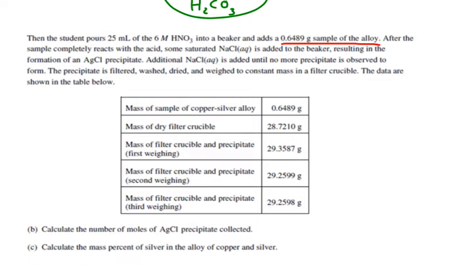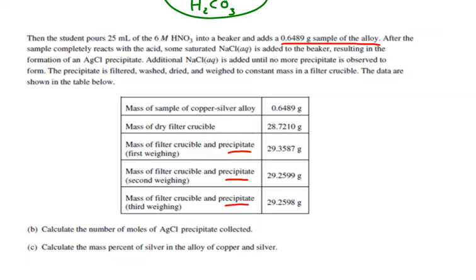0.6489 gram sample of the alloy. After the sample completely reacts with the acid, some saturated NaCl is added to the beaker, resulting in the formation of the AgCl precipitate. So these are all the precipitates. Additional Cl is added until no more precipitate is observed. So you're making as much precipitate as you can. The precipitate is filtered, washed, dried, and weighed to constant mass in a filter crucible. The data are shown in the data table below.